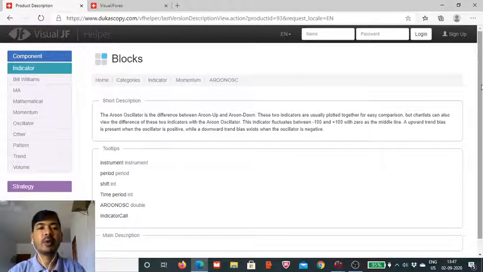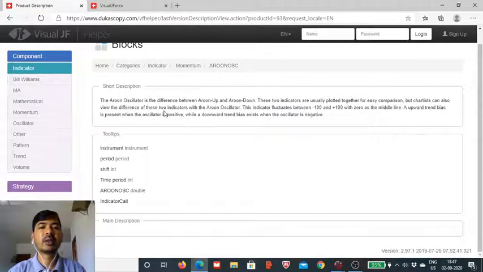and we will see how we can deploy it to build an automated setup using the Visual JForex platform. As you can make out from this short description, it is the difference between the AROON up and AROON down indicators, and the values fluctuate between -100 and 100. Anything above 0 is considered as pointing to a bullish trajectory, whereas anything below 0 is considered as pointing to a bearish trajectory. We use these values to see what the underlying trend of the instrument is, whether it is bullish or bearish, and to help us find trades appropriate with the underlying trend.